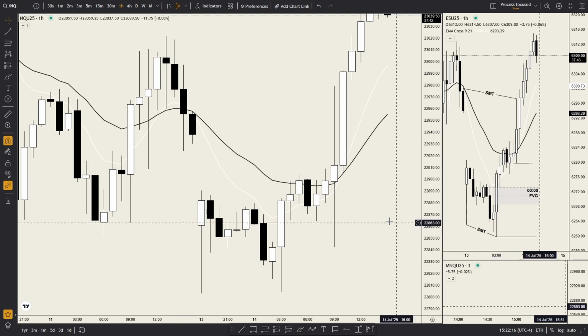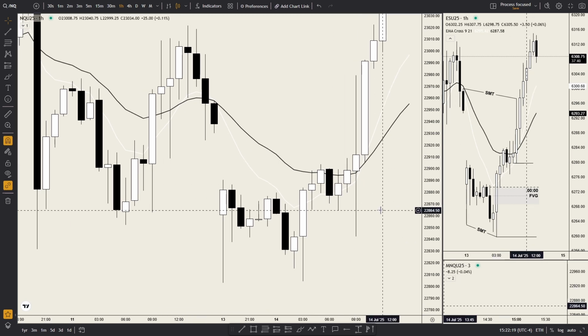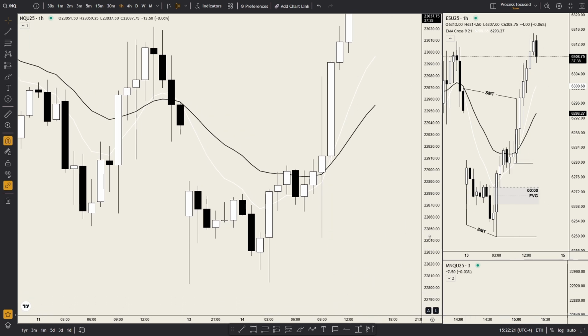Okay, welcome back to another trade recap. I'm just going to be going over the trade that I took today. So on the day, I was feeling pretty bullish.